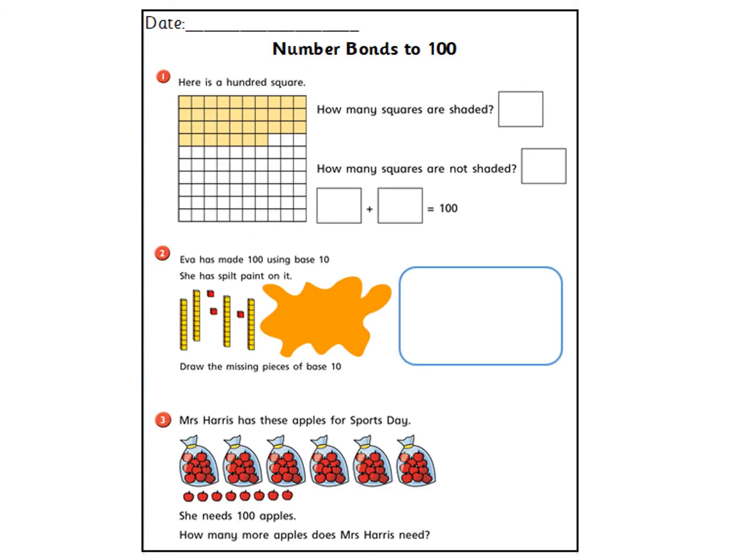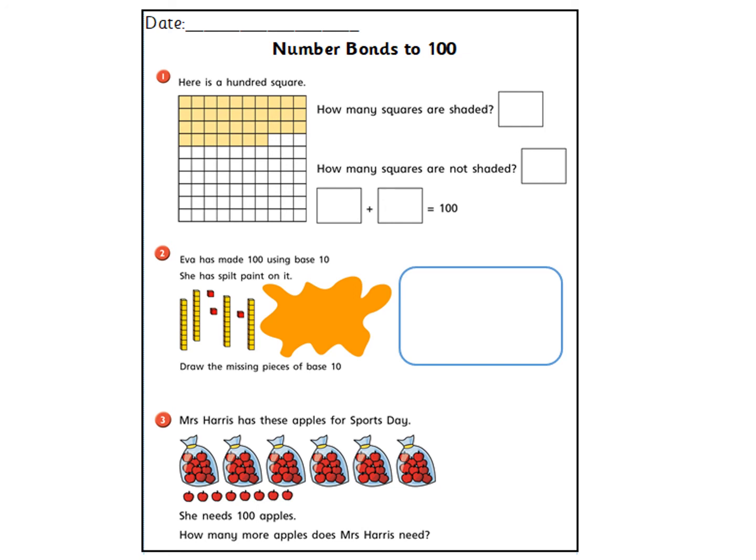Okay, so now you're going to have a go at doing this on your worksheet. So you will see that there is a number bond shaded. So how many squares are shaded? If you compare it to your number square, you'll be able to see it in the 10s and 1s. Then it says how many are not shaded, so you're finding that missing number bond and writing it into a number sentence.